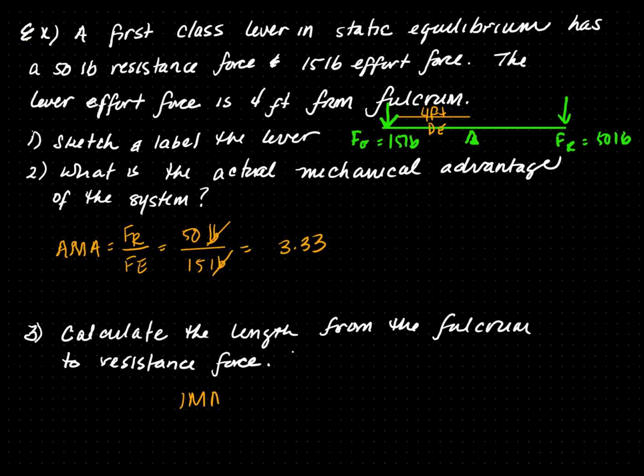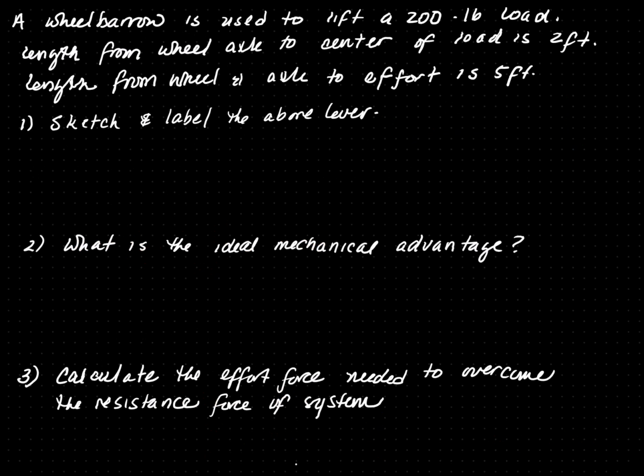So IMA is equal to AMA. We know IMA is going to be DE, the distance of the effort, over the distance of the resistance. We calculated AMA as 3.33. This is equal to the distance of effort that was given as 4 feet divided by DR. So DR is equal to 1.20 feet. Pause the video, try this problem on your own, and then check your answer.